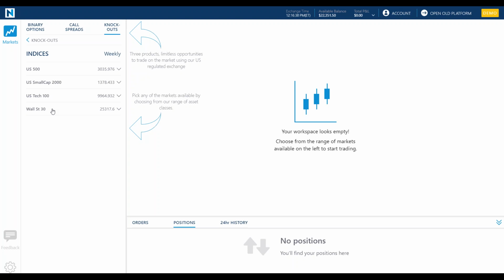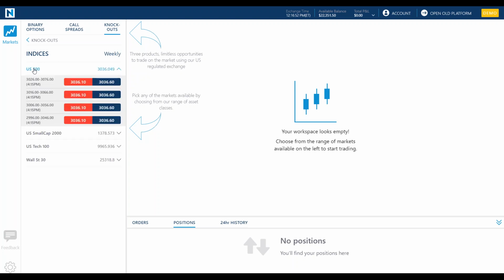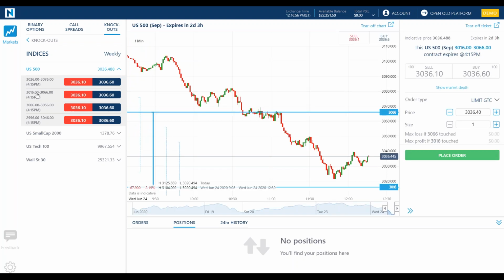Today, with concerns around a second wave of coronavirus in certain spots, the market is down pretty significantly, which is what helps some of these products. I'm going to click on the US 500, the S&P 500, and open up any one of our knockouts.